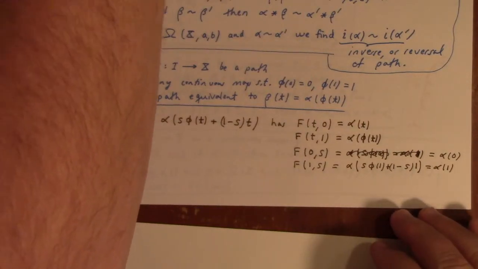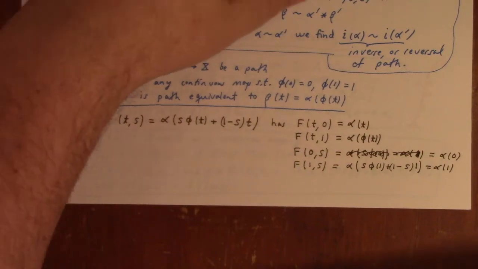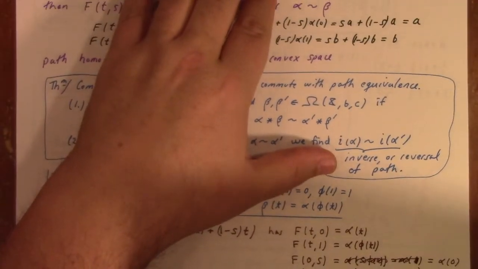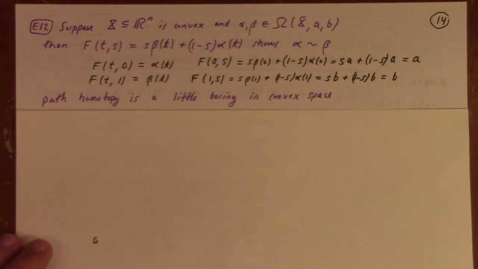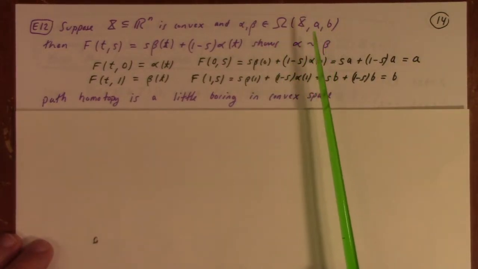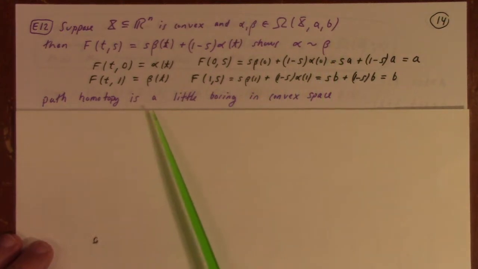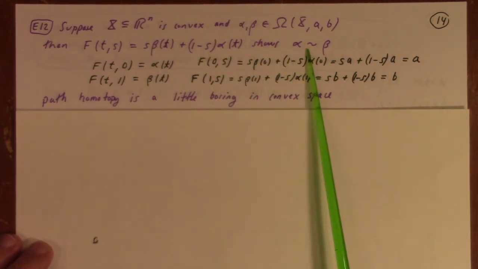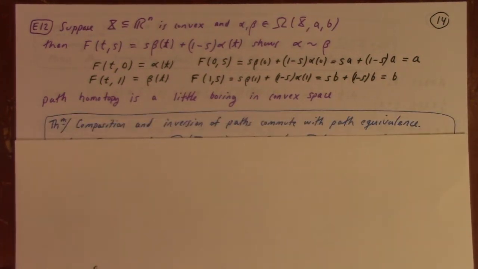And he develops a number of technical lemmas about this, right? First of all, he gives an example, which is pretty nice. If you have a convex space, any two paths in a convex space are homotopic. So path homotopy is kind of a little boring. Any two paths are homotopic in a convex space. So yay, there's one equivalence class.